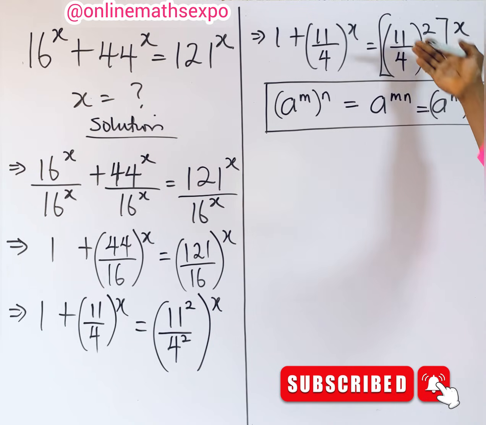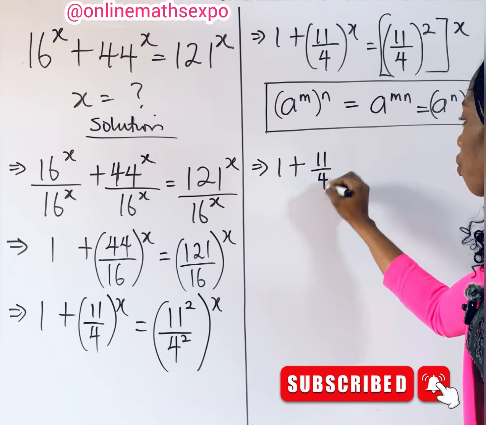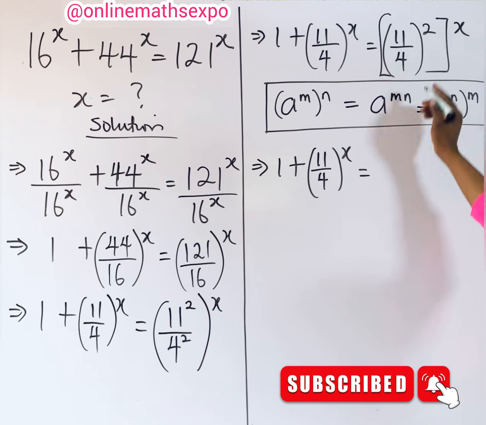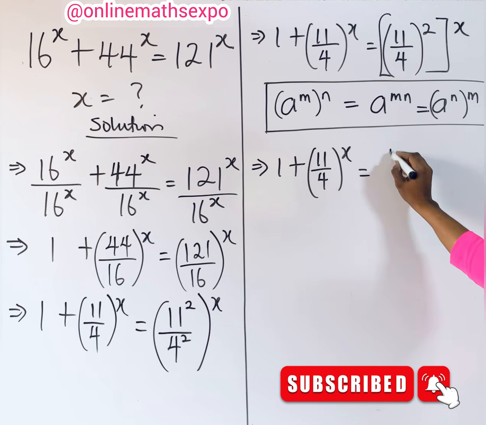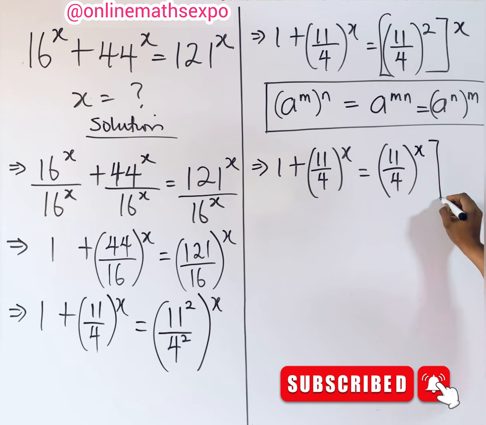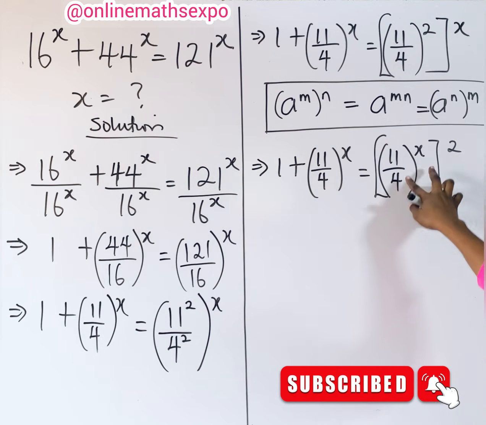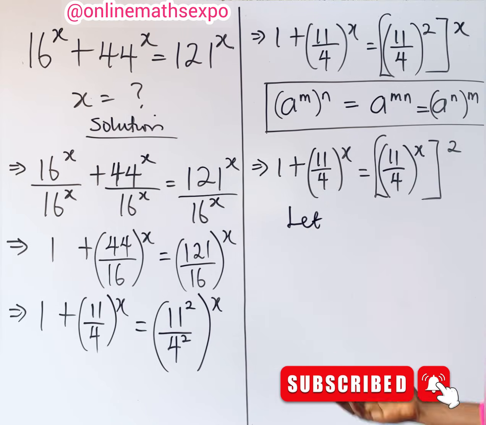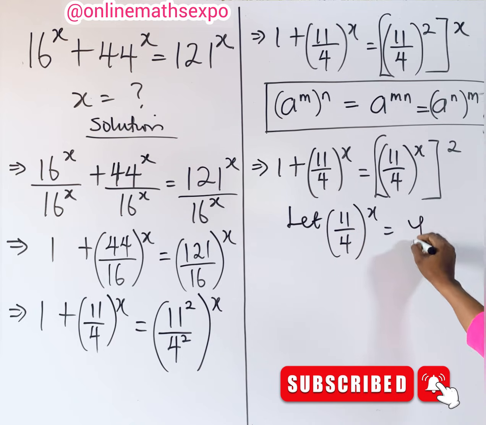So let's apply it in this. If you do it, you are going to have 1 plus 11 over 4 to the power of x is equal to, now this can be switched. Did you observe we switched the power? So we can switch this power to now have 11 over 4 raised to the power of x, then raise it to the power of 2. Interesting. You observe carefully that these two are the same, so you can choose to use another variable to replace it for easy solving. Let this be equal to y.